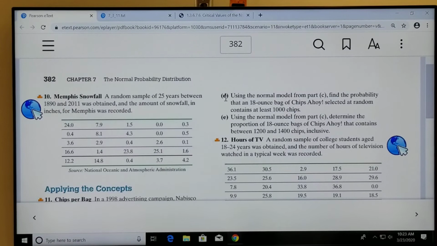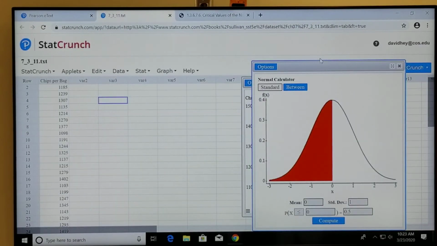Part D, using the normal model from part C, find the probability that an 18-ounce bag contains at least 1,000 chips. We went through an example kind of like this, the Barbie's Bomber example. We did something very similar to that. So I'm not going to take you through the rest of it, but if you look at 7.3, the Barbie's Bomber example, we went through all of that stuff. And I apologize, your chart doesn't go all the way up to n equals 40. So it's hard to compare r to the correct critical value, but that's the idea.